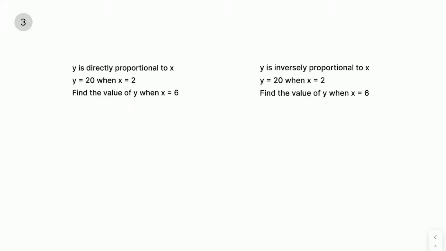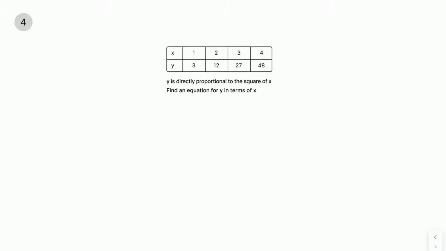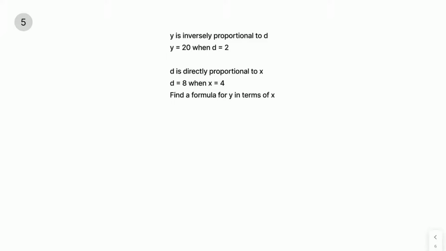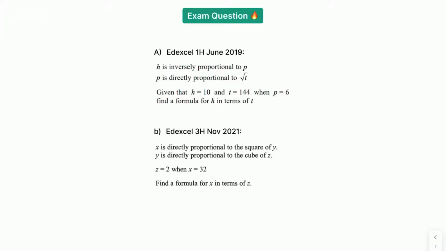where you're asked to find a formula for y in terms of x for direct proportions and inverse proportions. And then we're going to look at how you find the value of y in a question like this with direct and inverse proportions. And then we're going to look at how we can use a table to answer these types of questions. And then finally, we're going to look at compounded proportions. So in this case, we have both inverse proportions and direct proportions to find a formula for y. And as always, we're going to wrap up by looking at two actual exam questions, which you build up to.